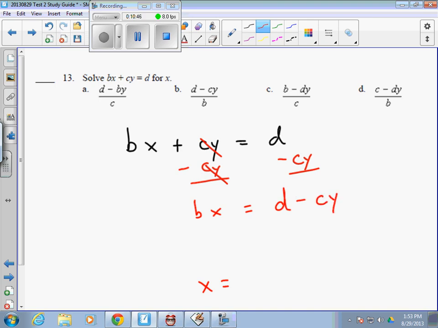The last step you have to do, that says b times x, undo multiply by dividing. We want to keep x, so divide by b. If you divide the left, do the same thing to the right, divide by b. These will cancel, leaves you with x equals d minus cy over b.